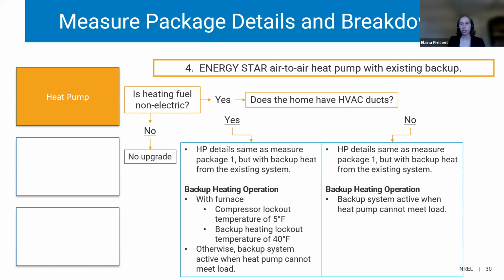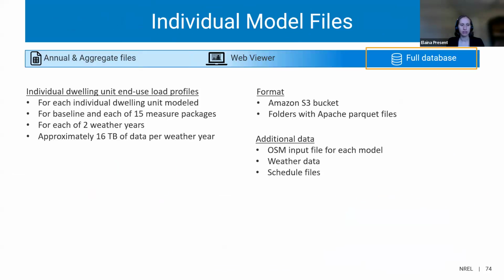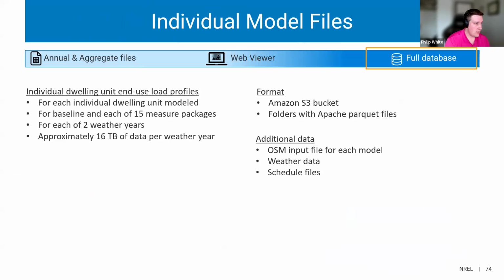All right, there's a couple questions about what we will be publishing at the individual model level, both in terms of results and in terms of inputs. So we will have individual model time series data that'll be hourly. We're going to have the individual model file in OSM file format. I believe we published the schedules. What else do we have here? And the weather data for the region that the individual model resides in.